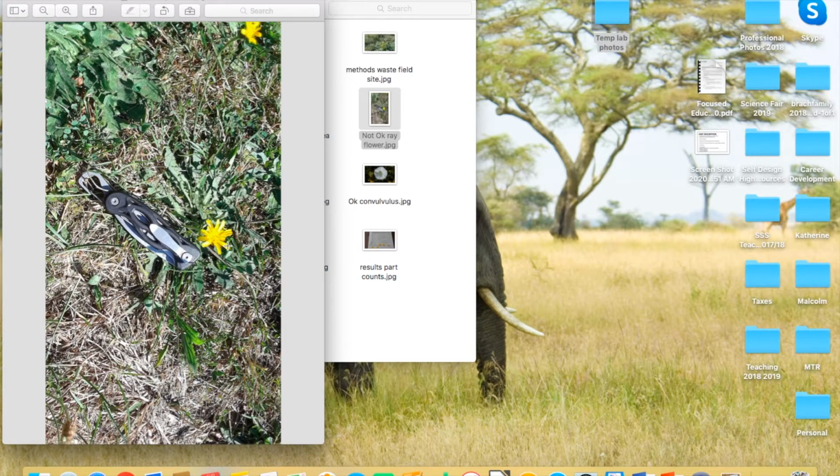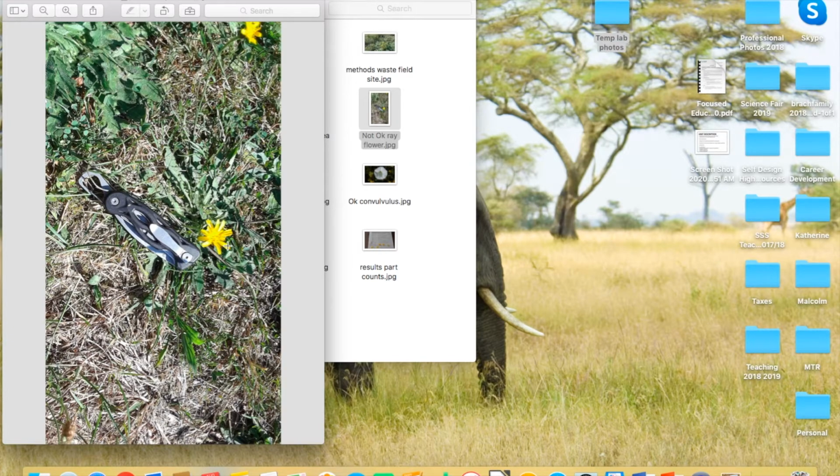This looks like dandelion, and dandelion falls in the same group. They're called ray flowers. Dandelions and flowers that look like them are called ray flowers. Daisies are the same way, or composite flowers. They're actually not single flowers. They're actually groups of flowers clustered close together.